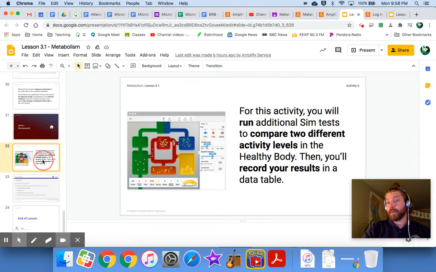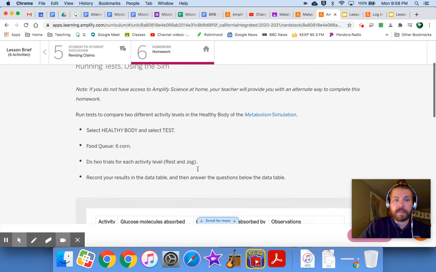For the homework, we're going back to the simulation. We are collecting more data. The simulation has provided us with such useful information. For this activity, you will run additional sim tests to compare 2 different activity levels, running or jogging and resting in a healthy body. Then you'll record the results in the data table. Let's look at what those directions actually are.